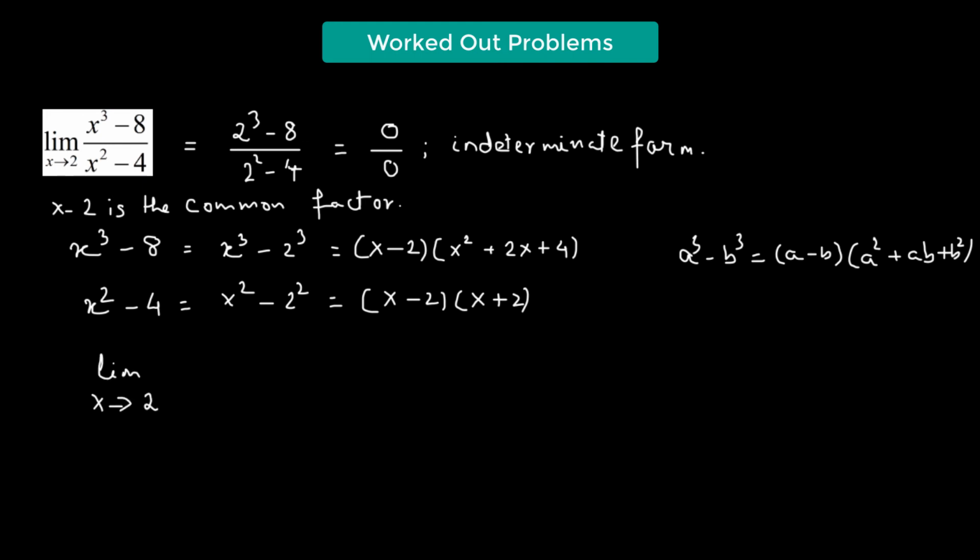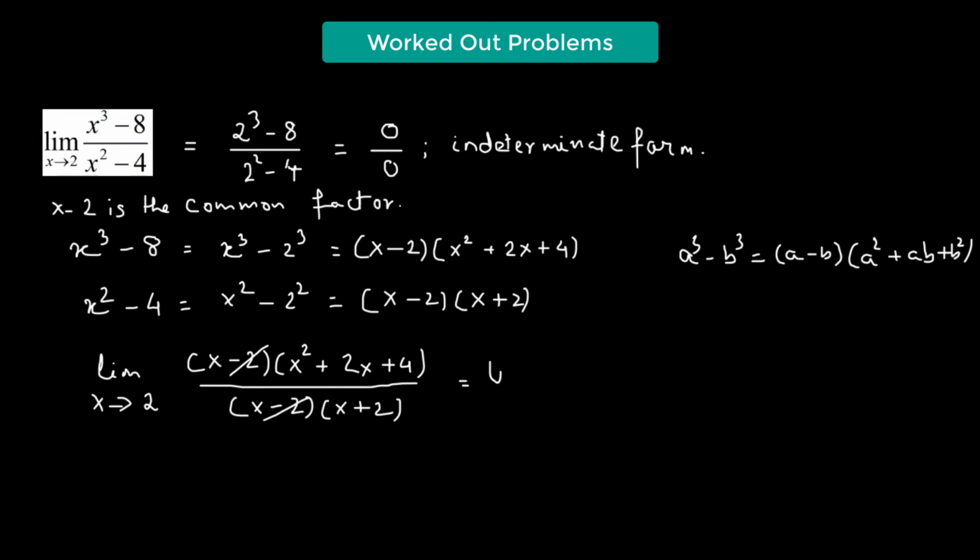So let us rewrite the given limit. So we have x approaching 2, x cubed minus 8 can be rewritten as x minus 2 times x squared plus 2x plus 4 divided by x minus 2 times x plus 2. So we can cancel out x minus 2. So that leaves us with limit x approaching 2, x squared plus 2x plus 4 divided by x plus 2.